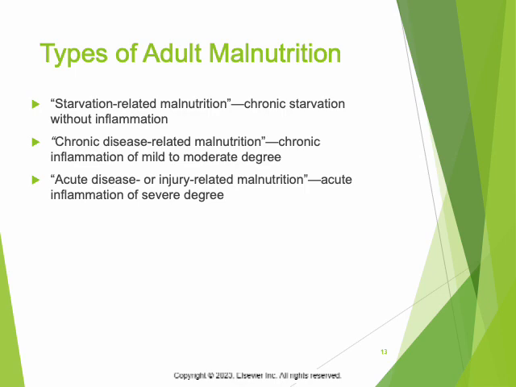An example of starvation related malnutrition, and this is probably something that popped into your head already, is anorexia nervosa. Chronic malnutrition is you think about a patient with cancer, and someone that has acute disease related malnutrition, perhaps it's someone that has experienced a burn.